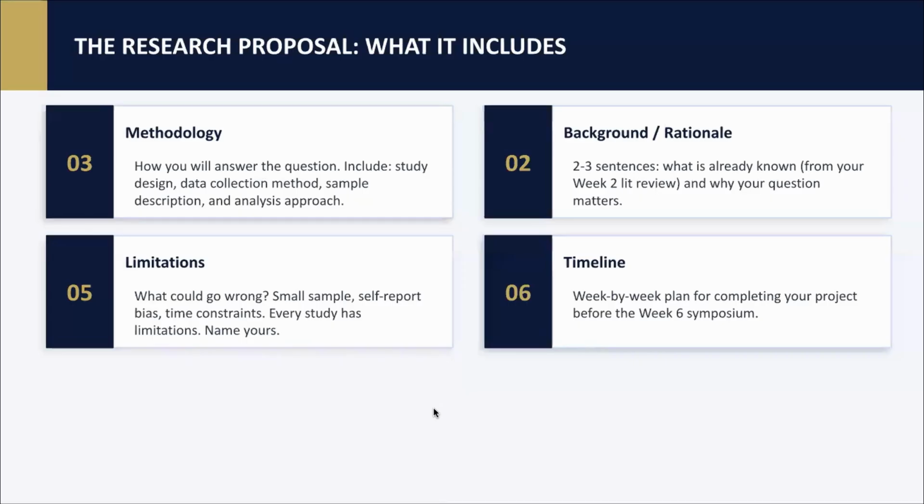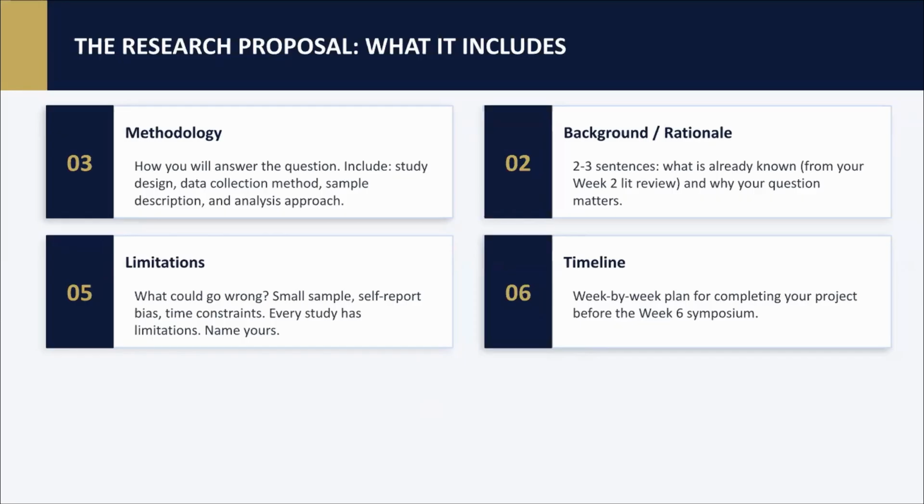The research proposal, what it includes. Methodology: how you will answer the question, which includes study design, data collection method, sample description, and analysis approach. Background/rationale, 2 to 3 sentences: what is already known from your week 2 literature review and why your question matters. Number 5, limitations. What could go wrong? Small sample, self-report bias, time constraints. Every study has limitations. Name yours.